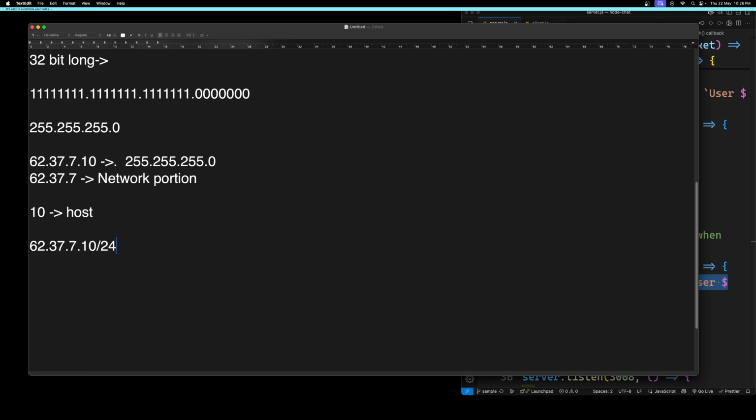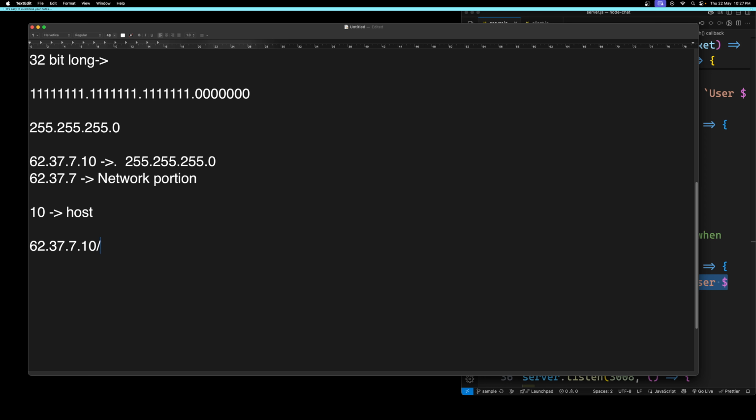This number ranges from 0 to 32, but you cannot have more than 32. So you cannot have /33. It ranges from 0 to 32, and you cannot have 33 or a negative number. It is just not possible.